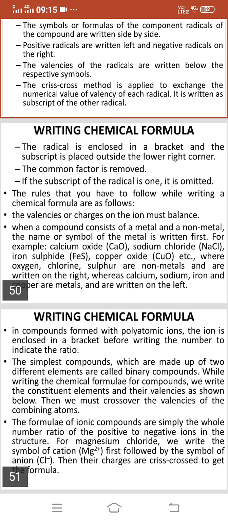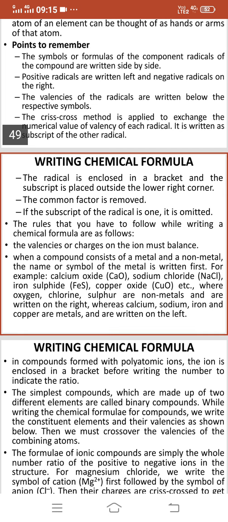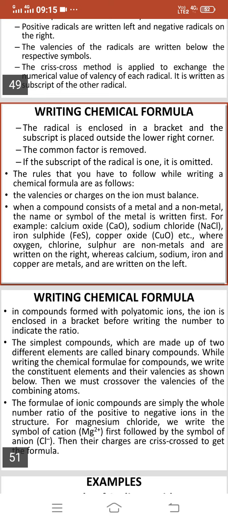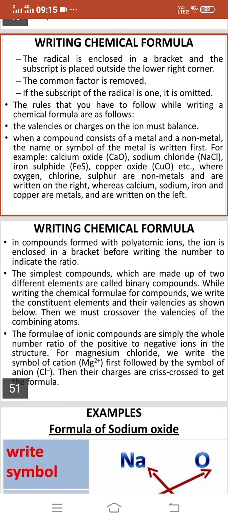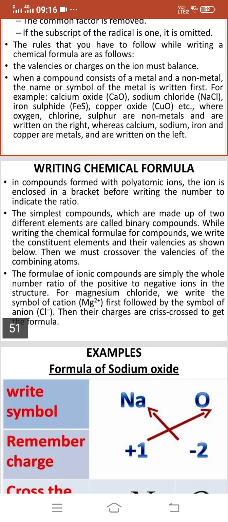Where oxygen, chlorine, sulfur are non-metals and are written on the right, whereas calcium, sodium, iron and copper are metals and are written on the left. In compounds formed with polyatomic ions, the ion is enclosed in a bracket before writing the number to indicate the ratio. The simplest compounds, which are made up of two different elements, are called binary compounds.